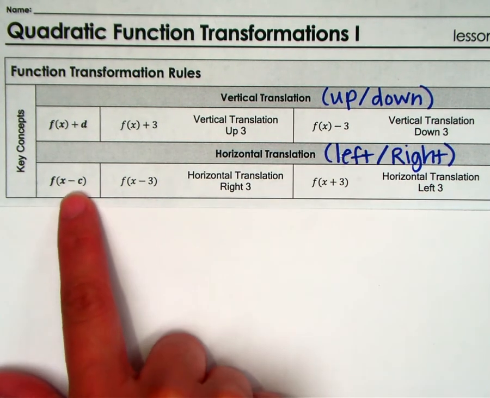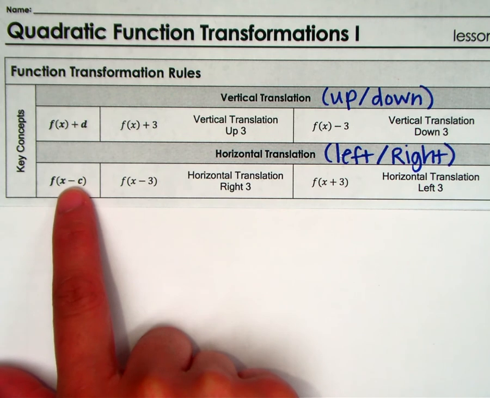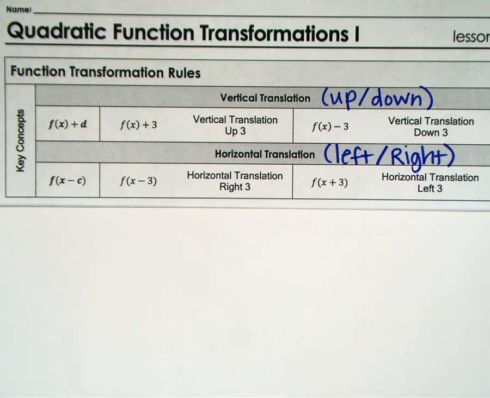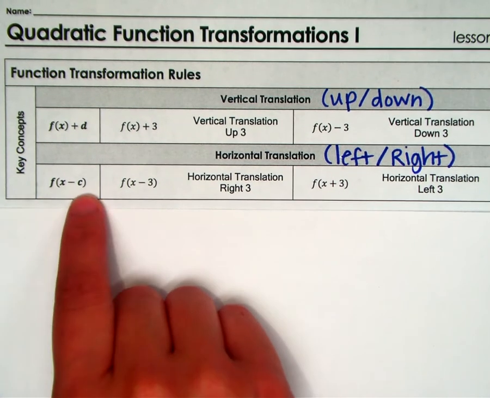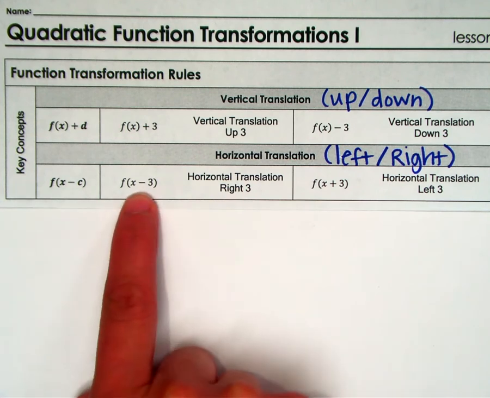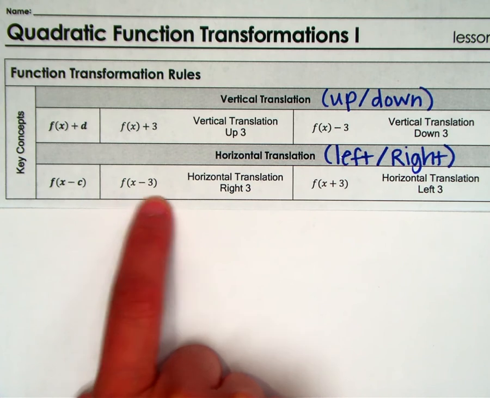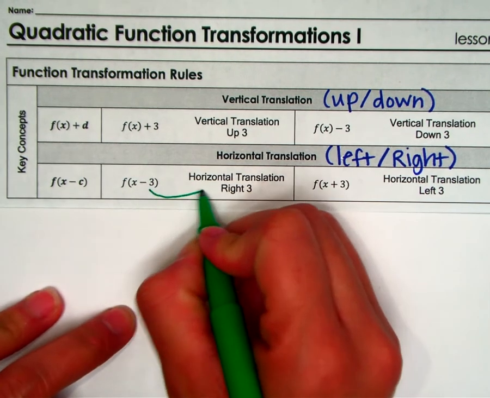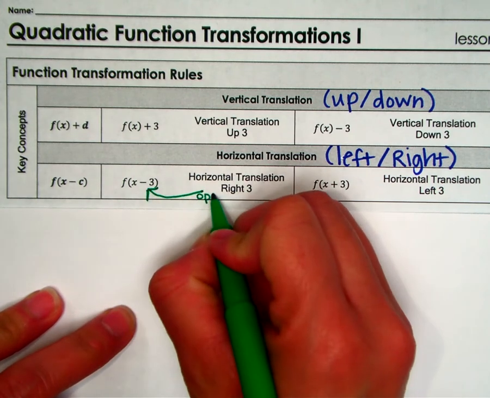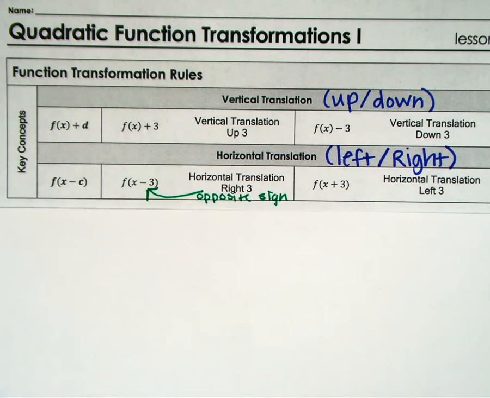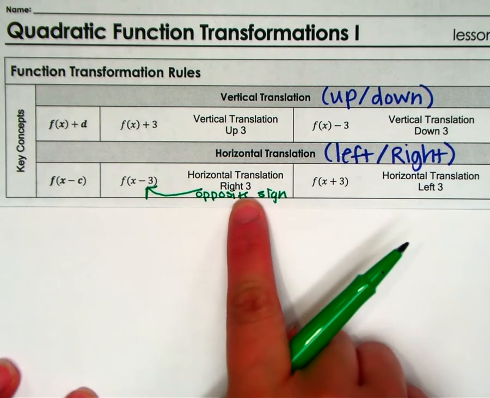When you see a quadratic function and you have subtraction inside the parentheses with x, we are going to call this a horizontal translation. Horizontal translation means you're moving left or right. And think about parentheses. Parentheses are on the left and right side. So a horizontal translation right 3 would have a minus 3 on the inside. So you think about it as the opposite sign. If you see a minus 3, you would think you would move it left, but because it's the opposite, you're going to move right 3 units.